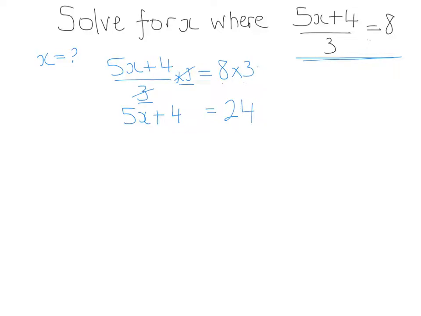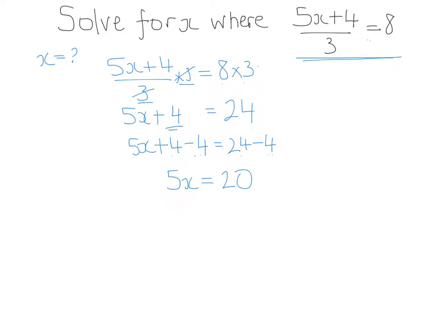What do I need to do next to get x on its own? Well, I'll probably need to get rid of this plus 4. Now the opposite of a plus 4 is a minus 4. So I've minus 4 on each side, so I've kept my equation balanced by doing the same thing to both sides. Plus 4, minus 4 are opposites and will cancel out, and will just leave me with 5x on the left hand side. 24, take away 4, will leave me 20.